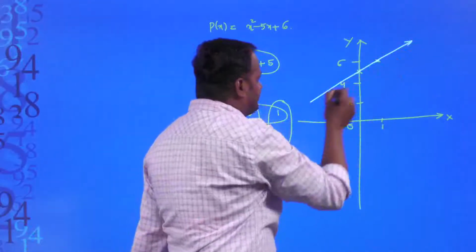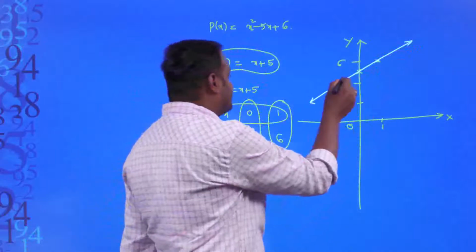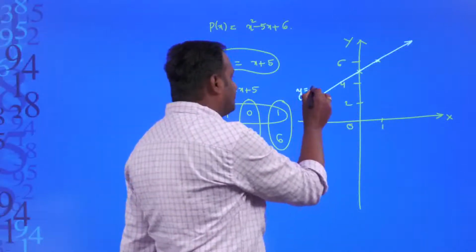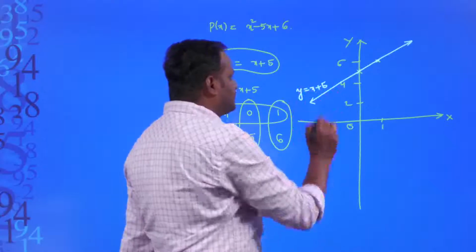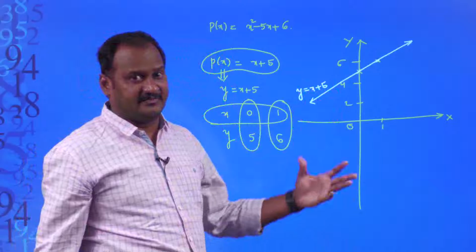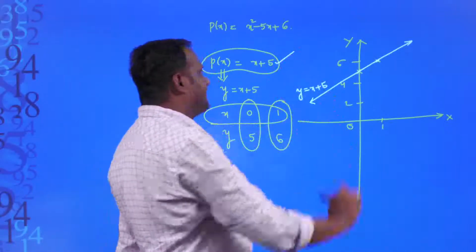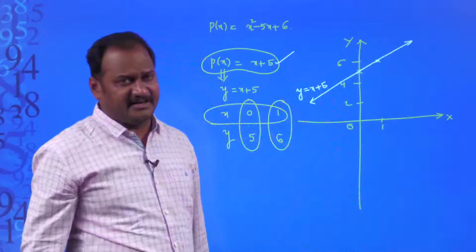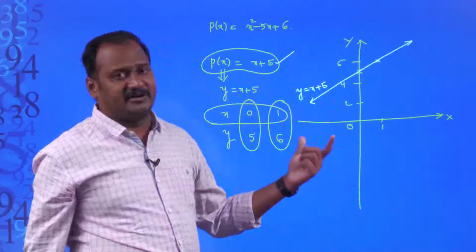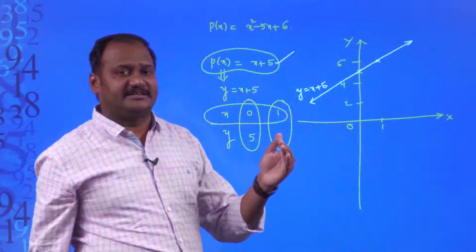So it represents a straight line. The name of the straight line is y is equal to x plus 5. So y is equal to x plus 5 represents a straight line on the coordinate plane. So that is the position of p of x is equal to x plus 5. It means every first degree polynomial represents a straight line. Every linear polynomial represents a straight line.